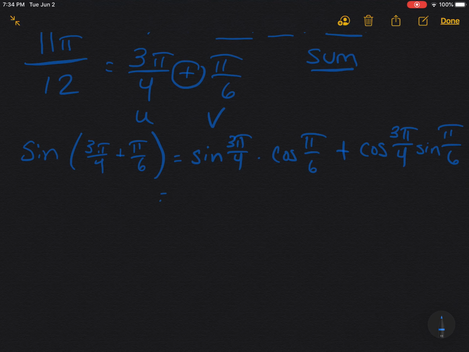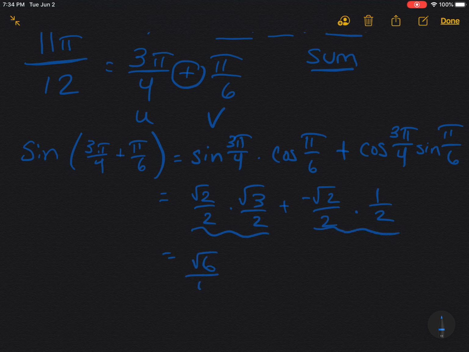So now let's evaluate that again without a calculator. You should know what sine of 3 pi over 4 is. That would be square root of 2 over 2. Cosine of pi over 6 is square root of 3 over 2. Plus cosine of 3 pi over 4 is negative square root of 2 over 2 times sine of pi over 6, which is 1/2. And I multiply these and multiply these. So now that would be square root of 6 over 4 minus square root of 2 over 4.